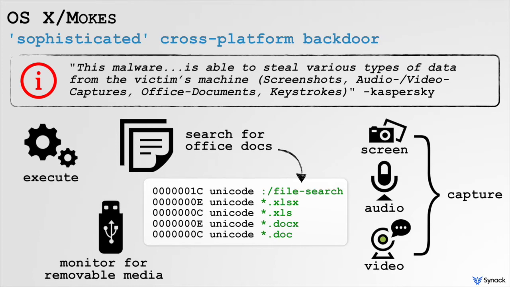It had some neat things, for example, to search for office documents and exfiltrate them. It had the ability to capture the screen, audio, and video. And then also actually monitored for USB devices. So if the user would plug in a USB device, the malware could enumerate that and grab files of interest off that. So again, kind of an interesting capability, not something we see that often, especially in Mac malware.